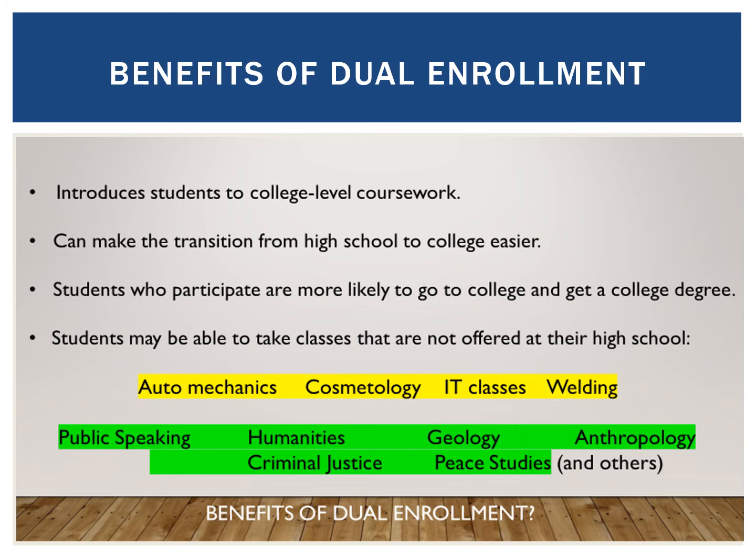It helps to make the transition from high school to college a little bit easier. Students who participate are more likely to go to college and get a college degree than those who do not participate in dual enrollment. And the neat thing is students may be able to take classes that are not offered at their high school. We don't offer classes for auto mechanics or cosmetology, and certain IT classes we don't offer here at Pope. Welding, students can take these classes through the dual enrollment program at our nearby technical colleges. Other classes, public speaking, humanities, geology, anthropology, criminal justice, peace studies, those are things that we don't offer that kids can take at the local college and be expanding their knowledge.